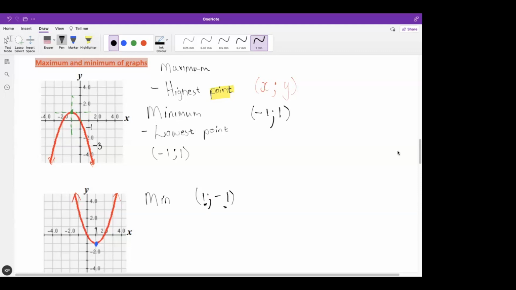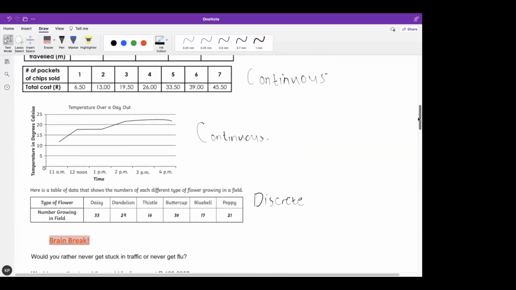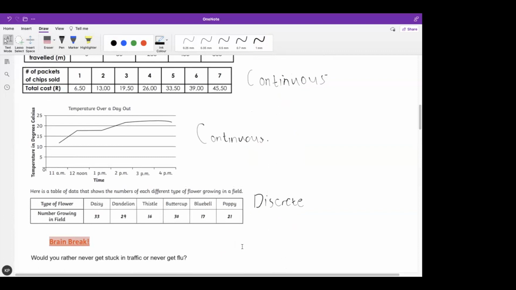Beautiful. Okay, now we can go to our brain break. Before we do some exercises involving minimum and maximum, let's go to our brain break. Brain break. First one, would you rather never get stuck in traffic or never get flu? Let's hear what we have to say.